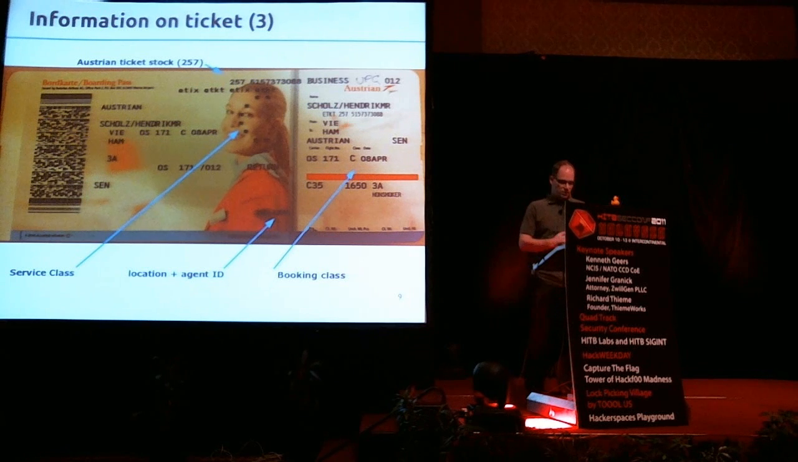Oh, it's kind of dark on the screen. Sorry about that. It shows that the ticket was printed in Vienna, and it also shows the agent who actually printed the ticket, because I was at the counter given the upgrade by a real person. So they can track it back to whoever issued that ticket if anything bad happens.